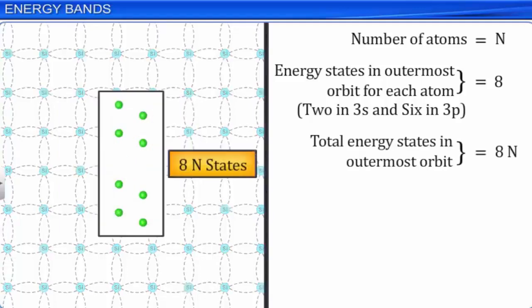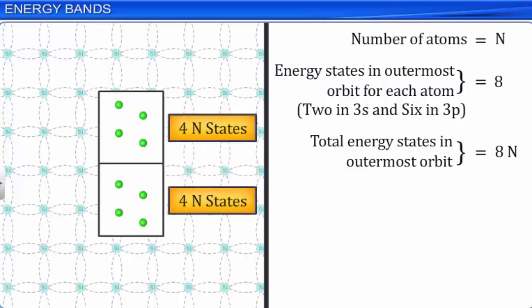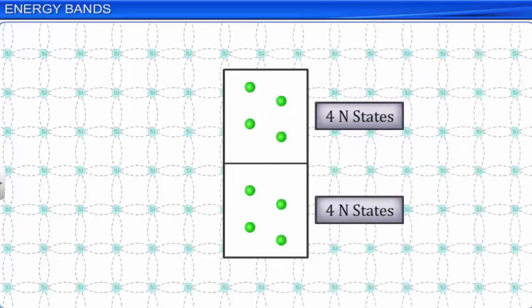At the distance between the atoms observed in crystals, such as silicon, these 8n energy states split into 2 levels, each having 4n energy states, due to the atomic interactions discussed earlier. In a crystal, each energy level or state is split up into a large number of closely spaced sublevels. A group of such sublevels with continuous energy variation is called an energy band.